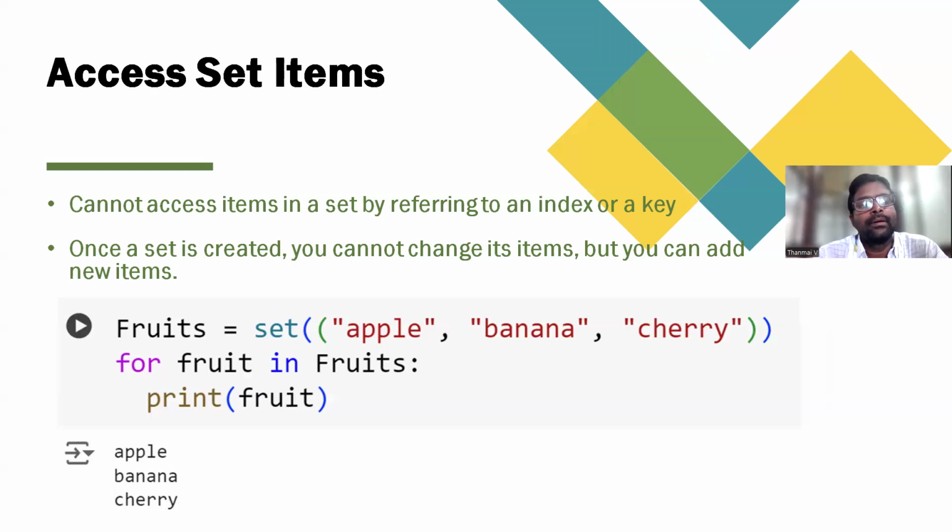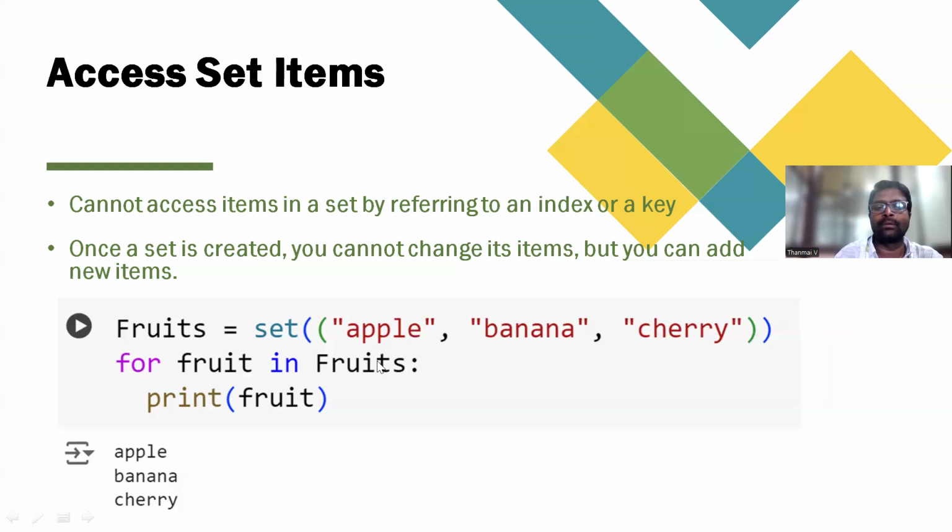So coming to here, I am initializing a set with the name fruits with a set constructor, and the set contains three fruit names: apple, banana, and cherry. And you want to access all the elements of the fruits set. Now we can use the for loop. Here fruit is a variable. You can use any variable, f, x, y, i, whatever it may be.